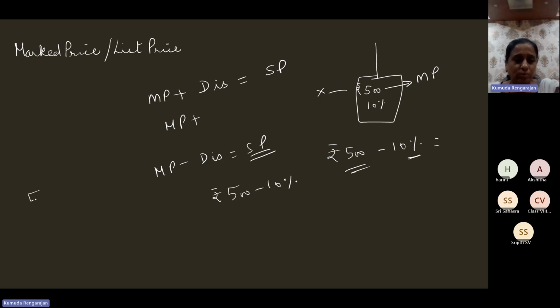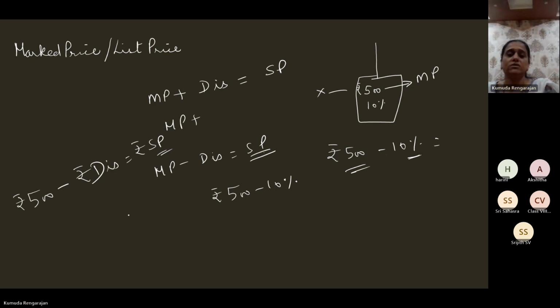So 500 rupees is the mark price minus, you should find the discount in rupees. So 500 rupees minus the discount in rupees will give you the selling price in rupees. And the selling price is what you will be paying to buy the product. That's the selling price of the shopkeeper. For you, it is the cost price.